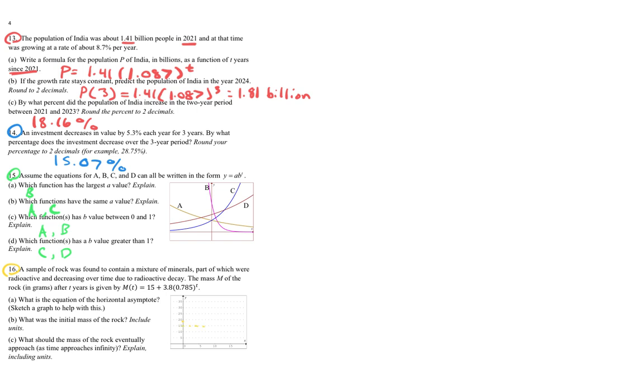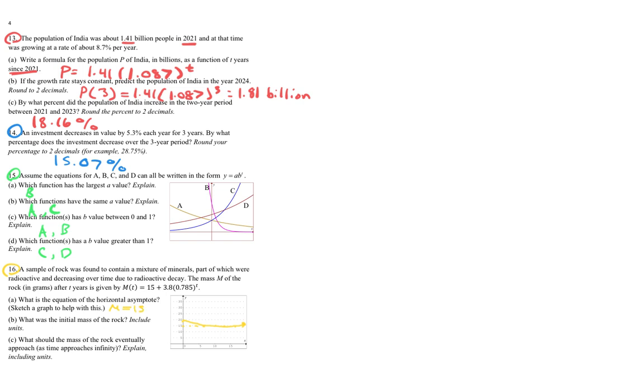So I'm going to draw a dotted line here. We should expect that as t becomes really big, we're just going to approach that line. So maybe we get something like this here, or something like that. Okay, so what is the equation of this horizontal asymptote? It's just m equals 15.